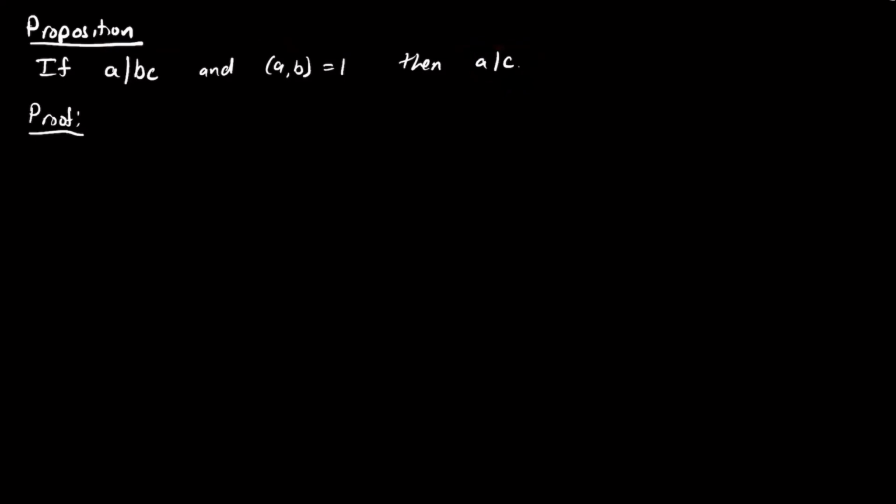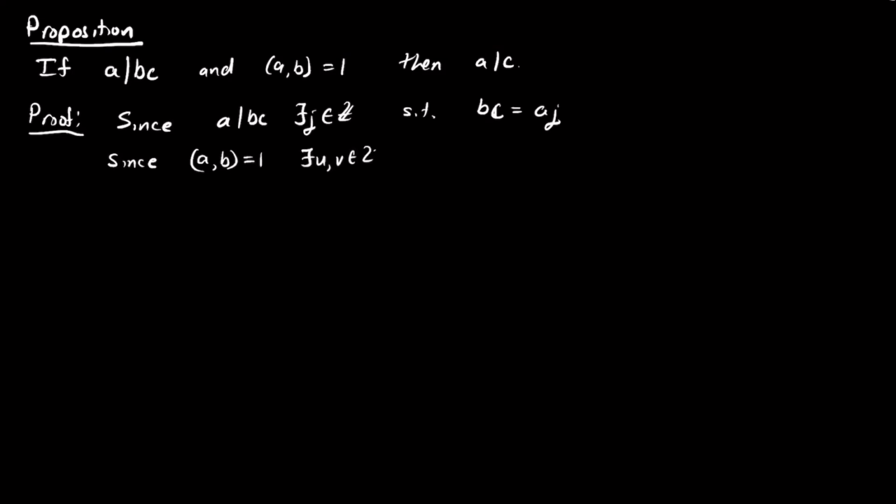Okay, so let's prove this. Let's look at our assumptions. We know that A divides BC. So since A divides BC, there exists an integer J such that BC is equal to AJ. And I can also look at my GCD and apply Bézout's lemma. Since the GCD of A and B is 1, there exist integers U and V such that AU plus BV is equal to 1.